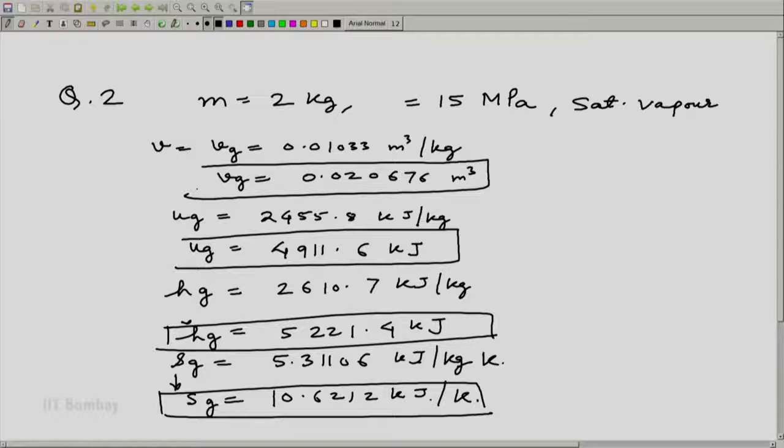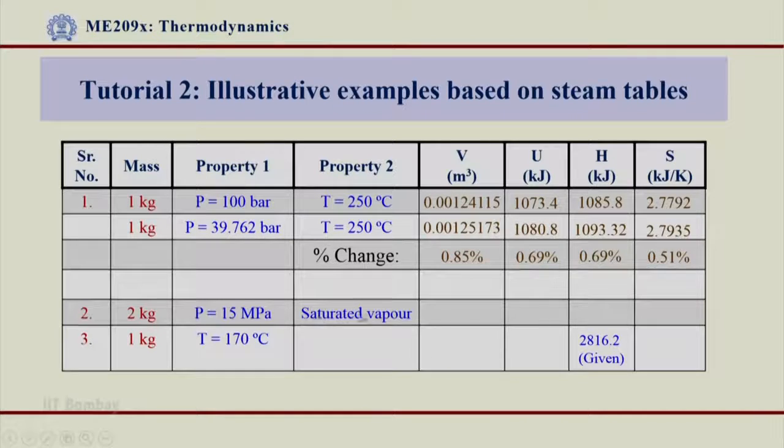Let us put those values in the answer sheet. So for the second problem, we get all those values here: 0.02 meter cube, 4911, 5221, 10.6212. That is what the values would be in this case. Okay, now let us come to the last problem.